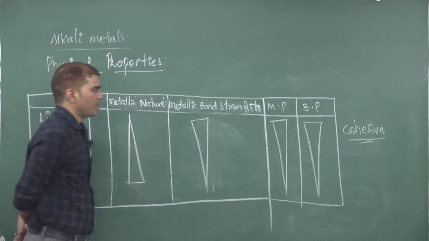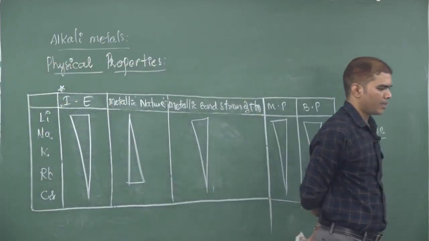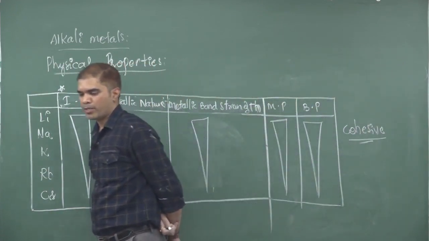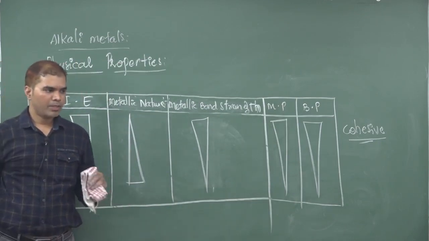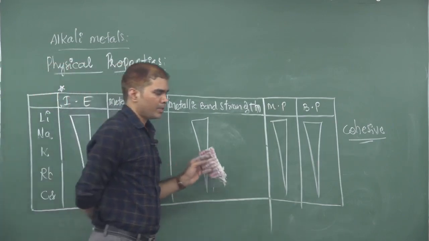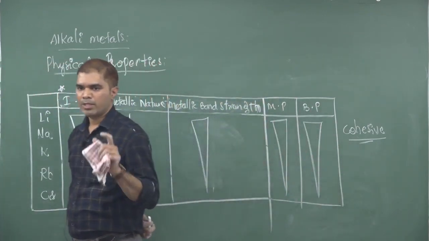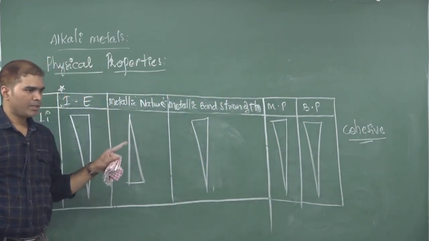Cohesive forces also decrease. Therefore, melting points and boiling points also decrease. They may give you a question, what is the order of melting point or what is the increasing order of boiling point. So you must remember, boiling point is decreasing, melting point is also decreasing. What is the reason for the decrease? Because metallic bond strength is decreasing.